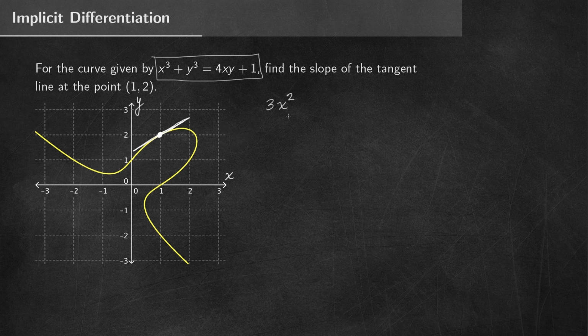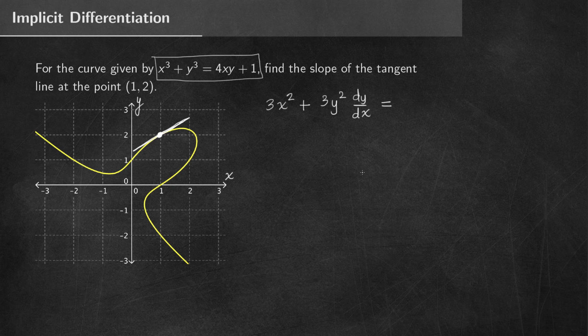The derivative of x cubed is 3x squared. Plus, the derivative of y cubed is 3y squared with respect to y. But since I want the derivative with respect to x, I have to multiply by dy/dx. So you multiply by d, wrong variable, over d, the proper variable. Equals. Now I need the derivative of 4x times y.